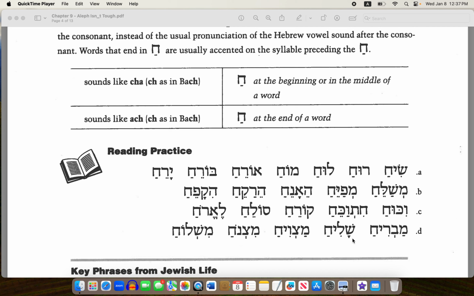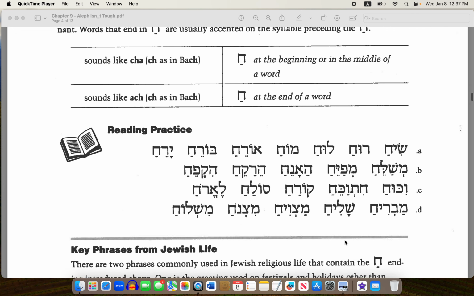Line D, mavriach, shaliach, matzviach, mitznowach, mishloach. We all talk about Purim giving mishloach manot. That's literally the word, mishloach. We all talk about having a lot of ruach or spirit in our services. This is ruach. So you know a couple of these words already. Yareach means moon. And then mishloach or shaliach is to send, or a messenger.